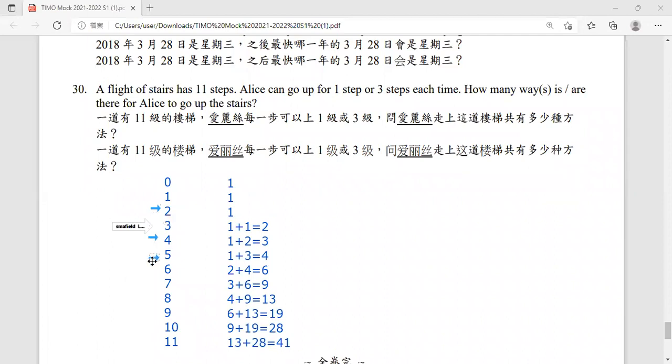For step 6, you have to come from step 5 and step 3. So you add 2 to 4, you get 6 here. So you just continue the addition. You just continue adding things.